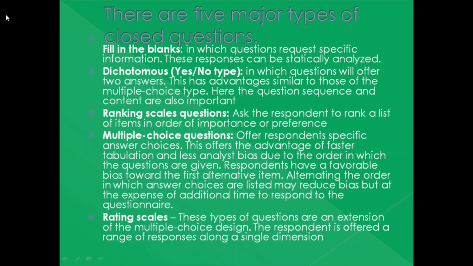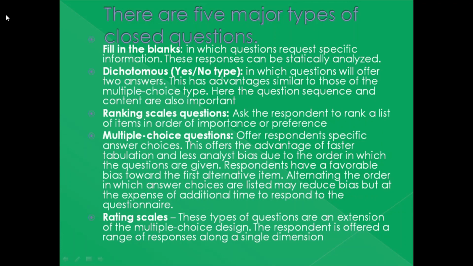The second is dichotomous, meaning yes or no type. These are ones in which questions offer two answers. It has an advantage similar to those of the multiple choice type. So it may be either yes or no. Here the question sequences and content are also important. Third type is ranking scales questions. They ask the respondent to rank a list of items in order of importance or preference.